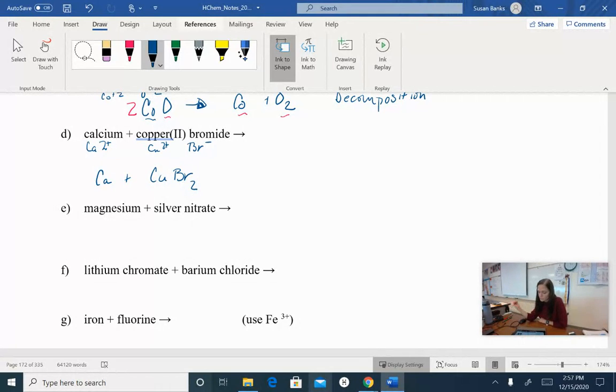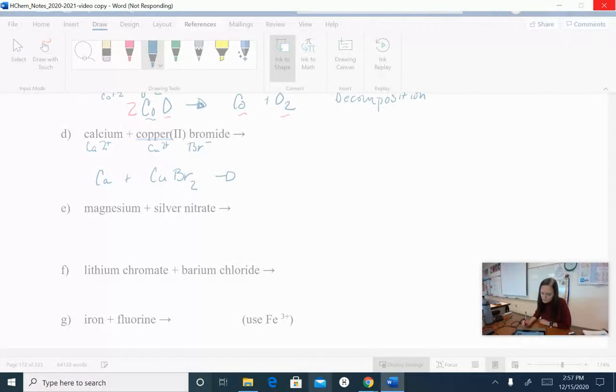Okay, now the next thing that we've got to decide, do I have 2 positives that can switch places, or do I have 2 negatives that can switch places? Hopefully you said I have 2 positives. So yeah, calcium is going to switch places with copper. Okay, so calcium is a +2, bromine is a -1. So what ratio do I need to put them together? Hopefully you said 1 calcium and 2 bromines.